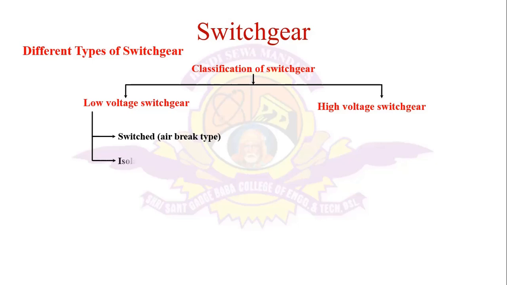Second is the isolators. Isolators are manually operated switches but having large dimensions. Then next are the fuses. You already came across fuses in the previous semester as well as the previous syllabus. Next are the relays. Relays are sensing devices. And last are the circuit breakers. Circuit breakers are also used to make and break the circuit, but circuit breakers can operate manually as well as automatically.